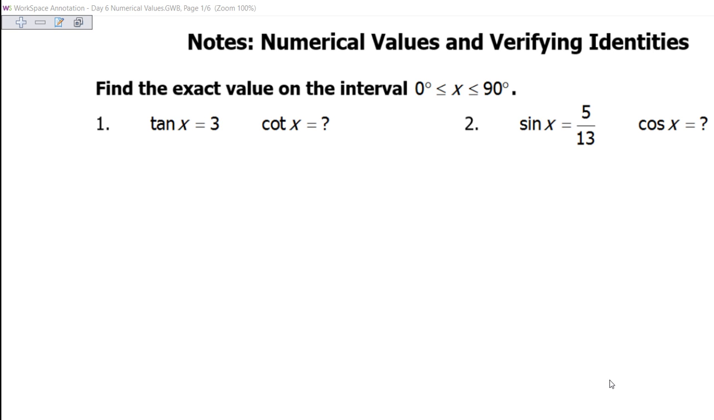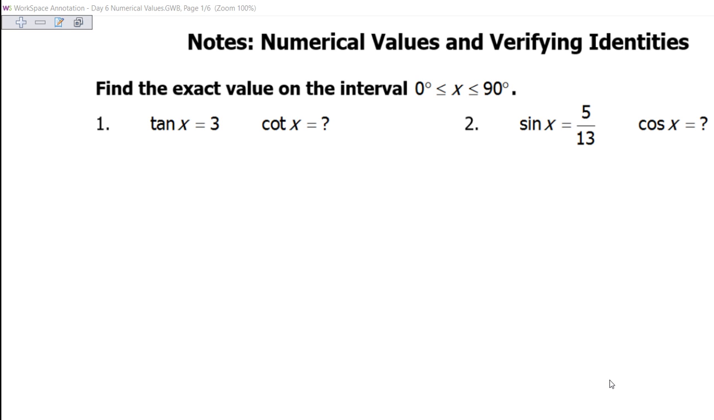We are doing numerical values and verifying identities. Instructions for the first 5 problems: we need to find the exact value on the interval where x is between 0 degrees and 90 degrees inclusive. So if x is between 0 degrees and 90 degrees inclusive, that means x terminates in which quadrant? Quadrant 1. So all 5 of these examples, we're talking about an angle terminating in quadrant 1.